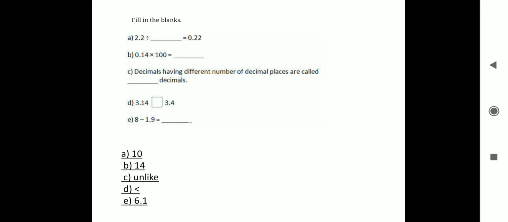So how do we read both the numbers? It will be 3.14. On the other side, 3.40. So 40 is obviously greater than 14. Okay, so that is how we compare the numbers.